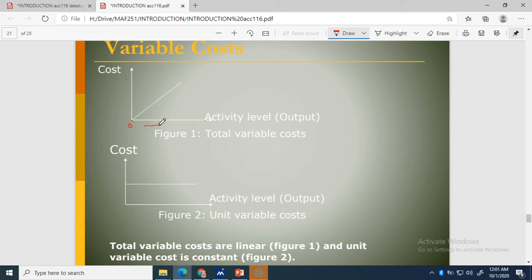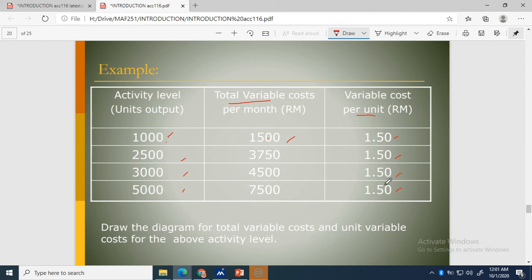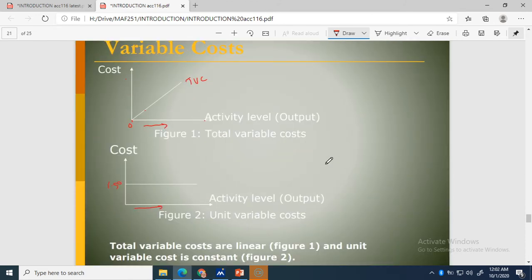Once your unit or level of activity increases, the total variable cost keeps increasing in the same amount. So that's why you get a straight line starting from the origin. For unit fixed cost, whatever units you produce, the cost per unit will be the same. If you refer to the table, it is 1 ringgit 50 cents. So it is a horizontal line.